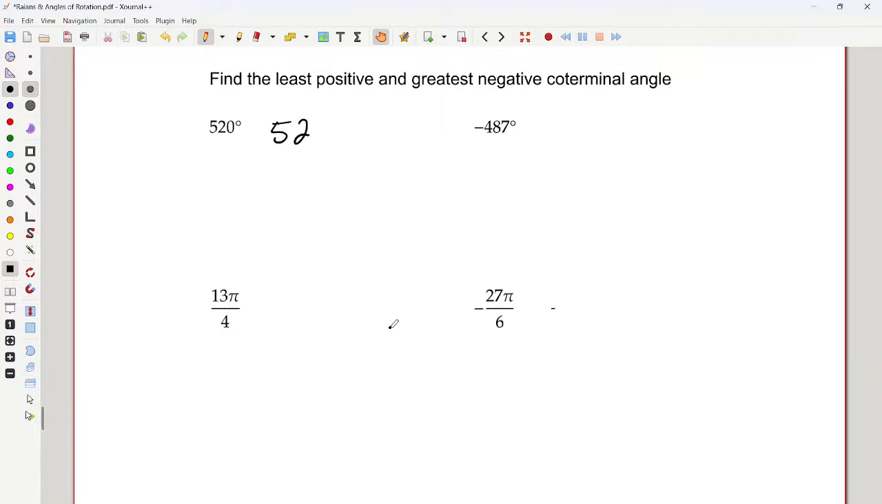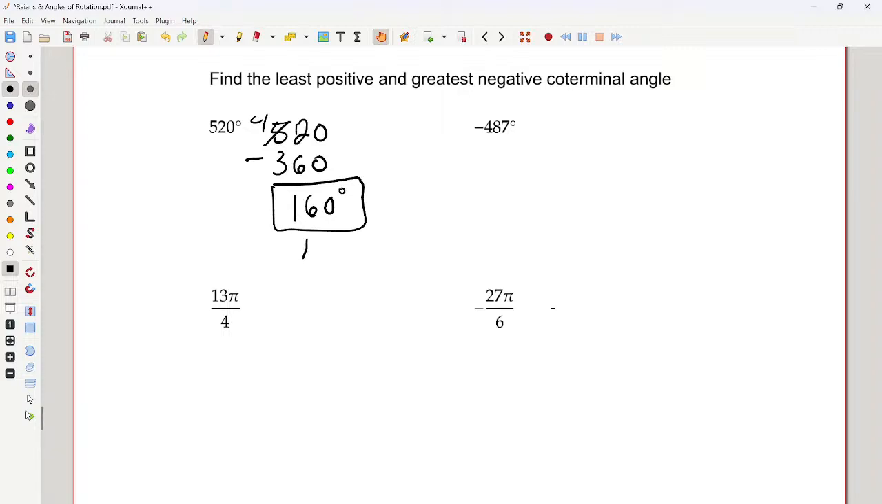520, is that more or less than 360? So let's start taking away. Pick up a calculator or just do elementary school math. And we get 160 degrees. Because I know if I take away another 360, I'm not going to be positive anymore.